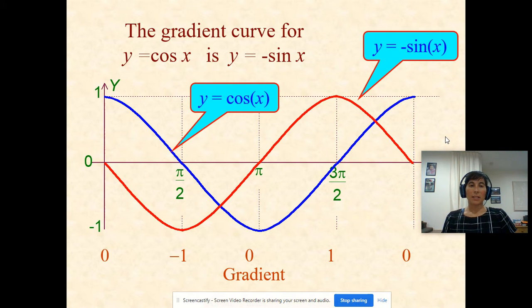Okay, so similarly, if we graph y equals cos x, what you'll find there by doing the same sort of thing is that the gradient function is y equals negative sine x. So again, it's on your formula sheet, but it's one that you end up using quite a lot.